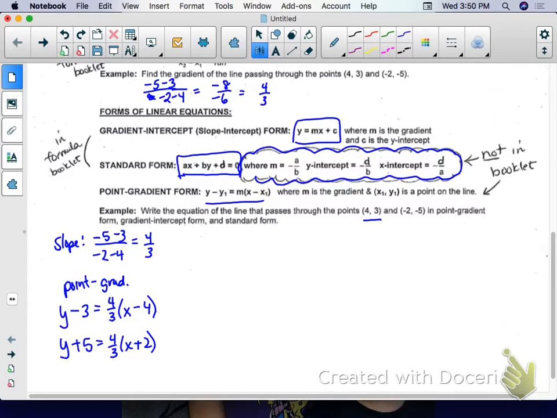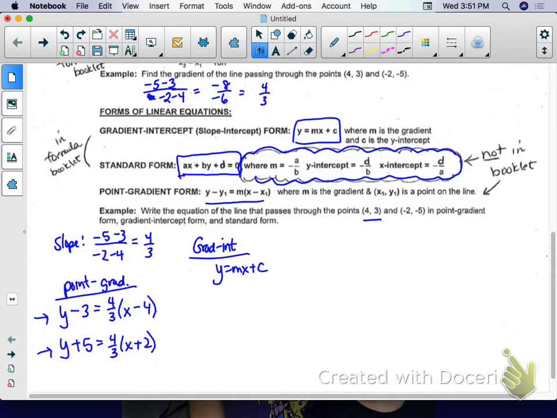Now, gradient intercept or slope intercept, we're going to do one of two things. We can take one of these equations right here, and we can distribute, and we can add the other number there. And that'll work just fine. I want to show you a different way, though, of doing it that maybe you might like better. This is the form that we want to write our equation in. If you write mx plus b, it's not a big deal, but that's the one that's in your formula booklet.